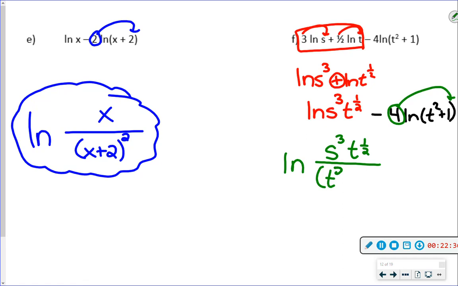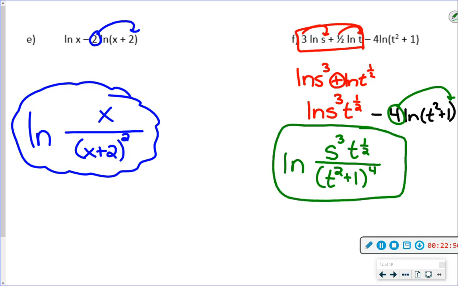to the 4th. Looks a little crazy, but I don't really want to write this out 4 times and FOIL it all the way out. Nothing's going to cancel with it, so I'm just going to leave it, and that is what it is. I've got it down to a single log, which is all it asked me to do. Any questions on that?